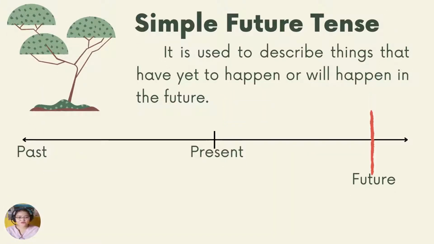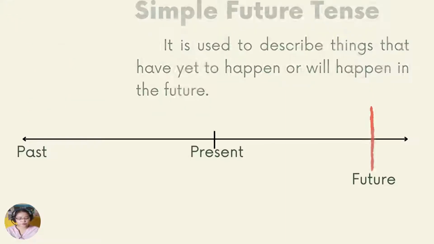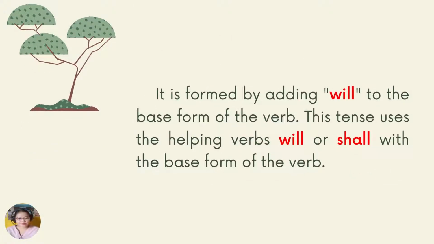Now let's move to discuss the simple future tense. It is used to describe things that have yet to happen or will happen in the future. It is formed by adding will. Remember that. We will add will to the base form of the verb. This tense uses the helping verbs will or shall with the base form of the verb.